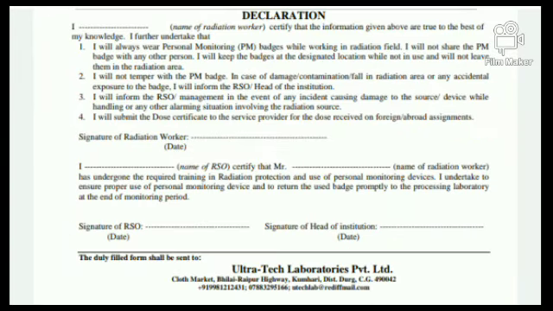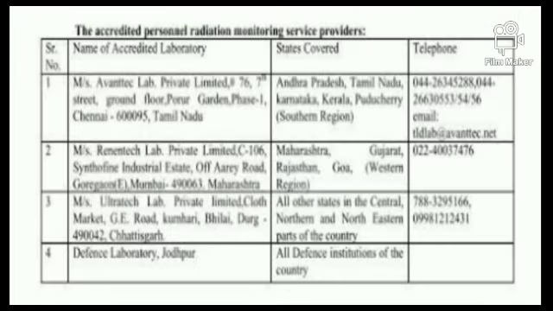I think this will be very much helpful for you. Next thing is, this is all the accreditation records. We have Avantech in Andhra Pradesh, and this is her contact number. This is Avantech from Maharashtra. This is the contact number.